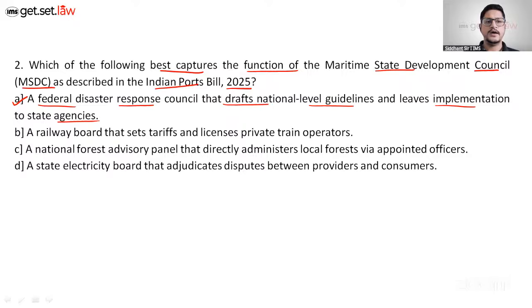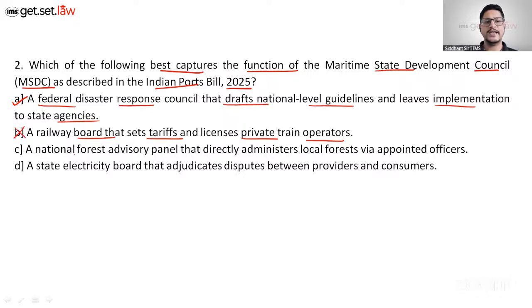Okay. A railway board that sets tariff and licenses private train operators. Now it's only accounting to the private train operators. The tariff and the license part may be correct, but it is partially correct. We will not go into it, and it's a board which talks about something else. So this is not the correct answer.